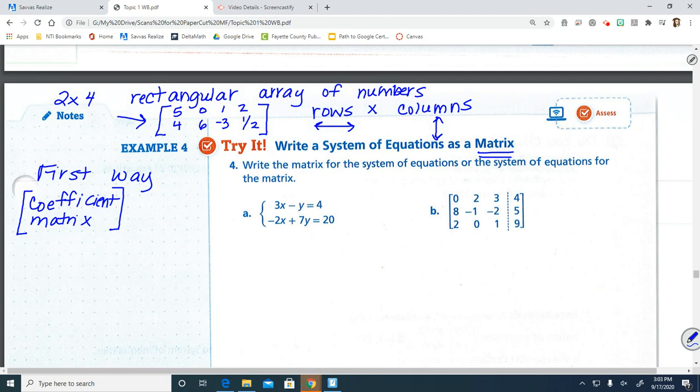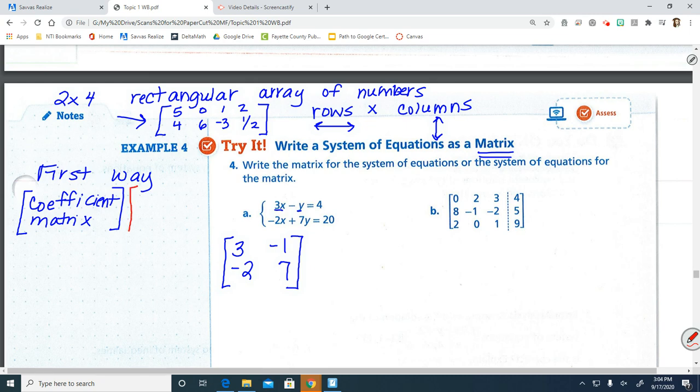Coefficient would be referring to the coefficients of the variables. So for example, A, my coefficients would be 3, -1, -2, 7. And you put those coefficients in the same position that they are in the system. But you have to make sure that they're in the same order. So the x's need to be stacked, the y's need to be stacked, the equals need to be stacked, and the constants need to be stacked, just like they have to be stacked for the elimination method. So that tells me what the coefficients are.